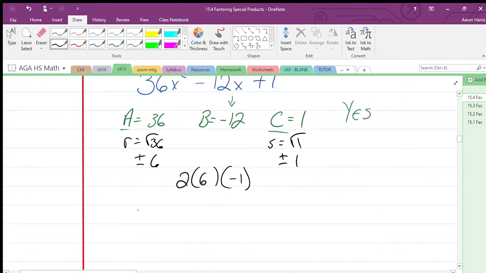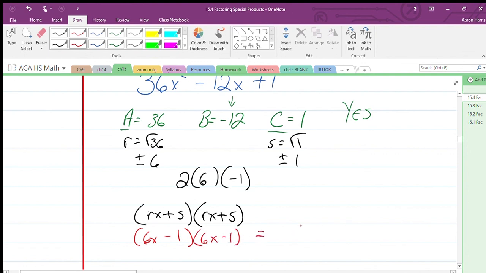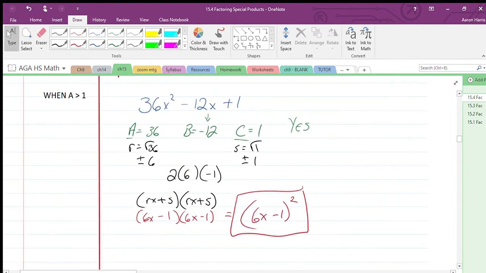So here we go. If that is true, I'm just going to write it in that form, Rx plus S, Rx plus S, which, when I copy it down, R is what? 6. So I get 6x. What is S? Negative 1. So I get 6x minus 1. That equals 6x minus 1 squared. And that's my answer. A lot faster.